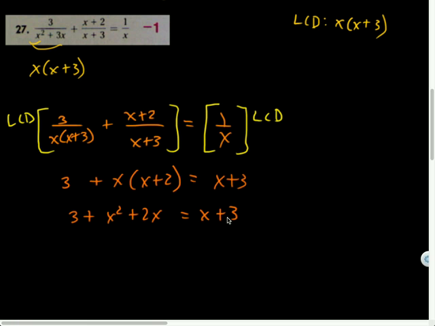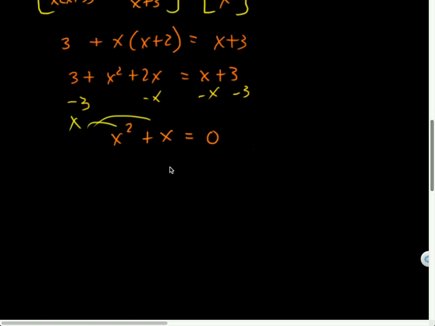Now, I recognize this is a quadratic, so I'm going to have to set this equal to 0 and possibly factor or complete the square. Actually, this is going to factor nicely because the 3's cancel out here. So it'll be x squared plus x equals 0. And I can yoink out an x. And then set each of those equal to 0 and solve. So I'll get x equals 0 and x plus 1 equals 0, so x equals -1.